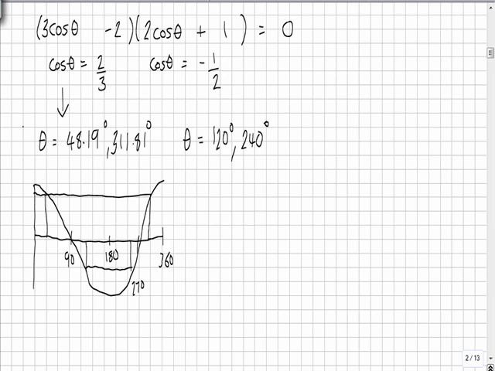It's always a good method to draw the cosine wave or the sine wave or the tan wave when you're solving these equations, to give the examiner an idea of your understanding of the question.